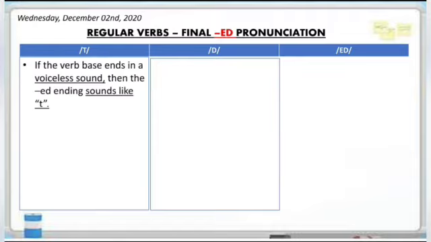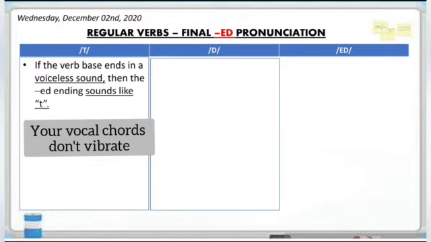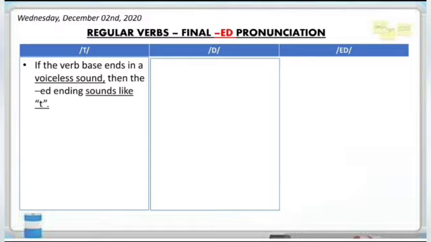So we are going to start to note when we are going to use each one. If the verb base ends in a voiceless sound, then the ed ending sounds like t, t, t. So what is a voiceless sound? A voiceless sound is like a whisper. Your vocal cords don't vibrate, okay? And the voiceless consonant sounds are p, f, k, s, sh, ch, th.